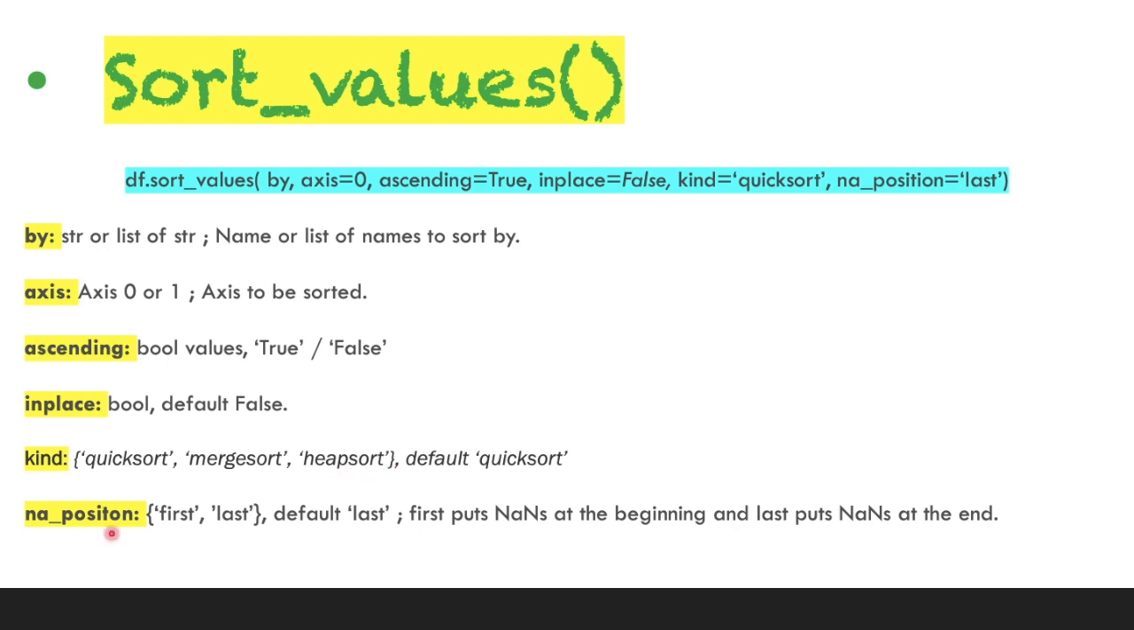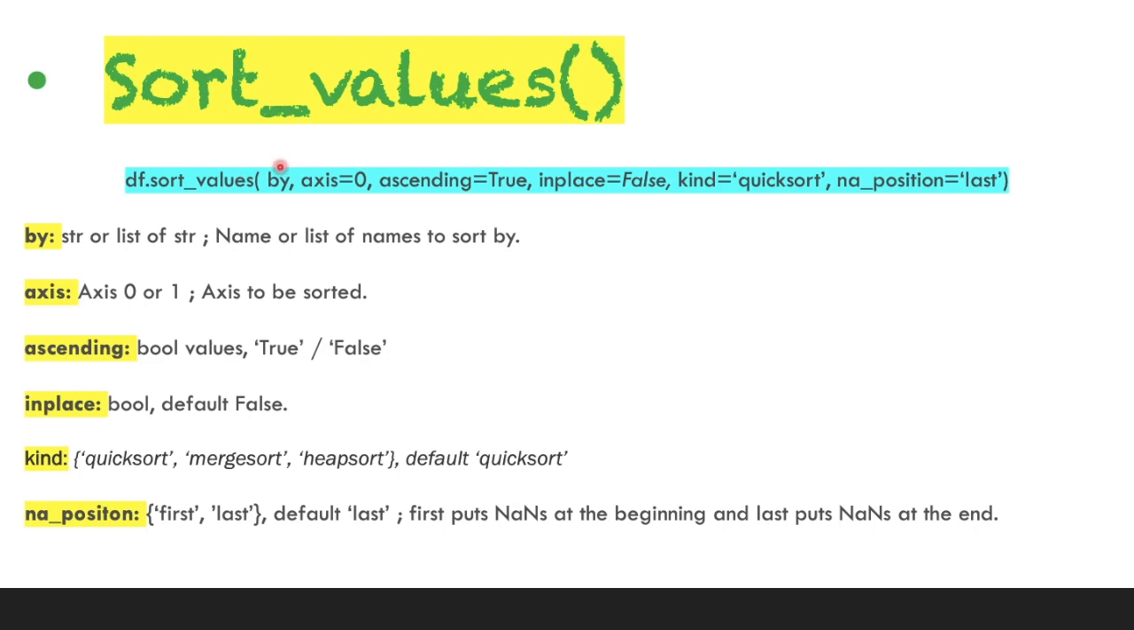The next parameter that we have is na_position. It accepts two kinds of values, that is first and last. By default it is last. If we assign the value of na_position as first, it puts all the NaNs at the beginning, and if we assign na_position as last, it will put all the NaNs at the end. So this was all about the parameters that are accepted by sort_values. I hope it is clear.